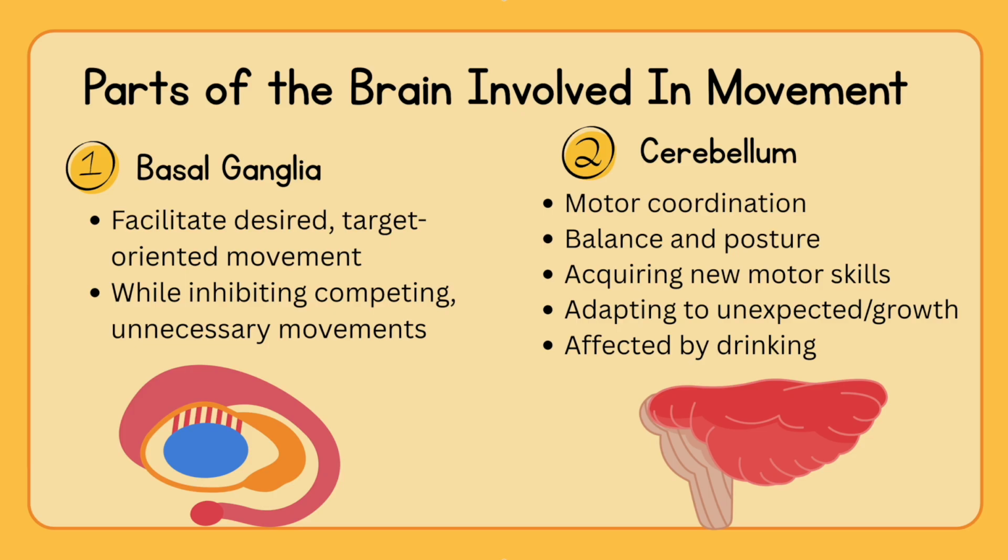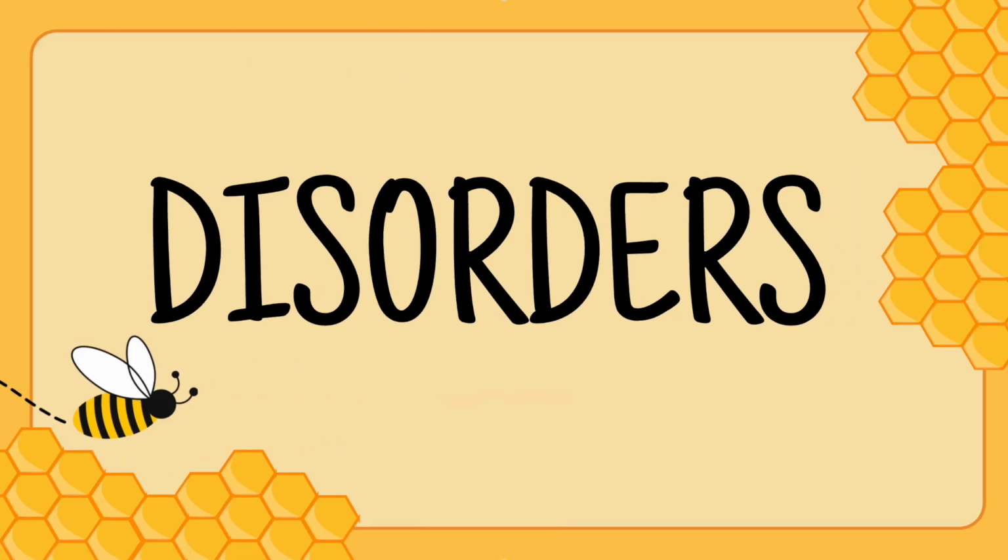And then the cerebellum is actually really affected by drinking. So acquired cerebellar degeneration happens for people who are alcoholics, and that's because alcohol directly affects the cerebellum. So those are the two main parts of the brain involved in movement. And of course, there are others, like the thalamus, for example, that relays motor information, and the primary motor cortex as well. But I just wanted to focus on those two.